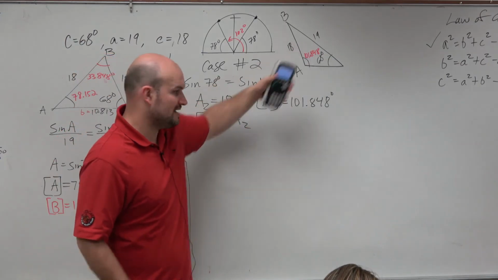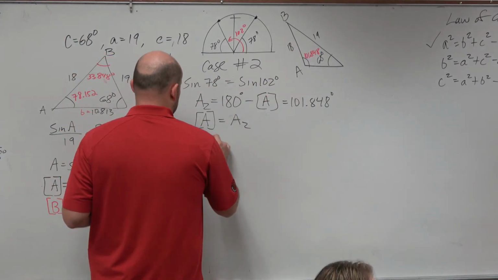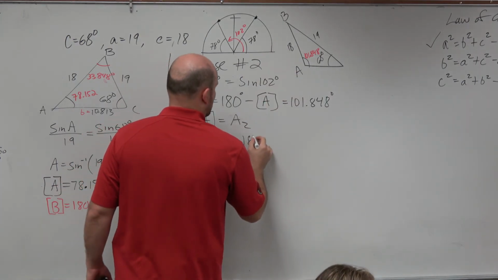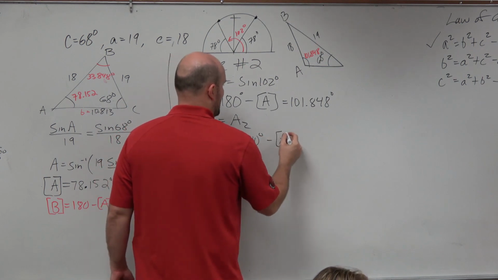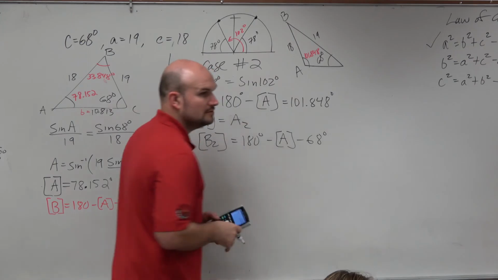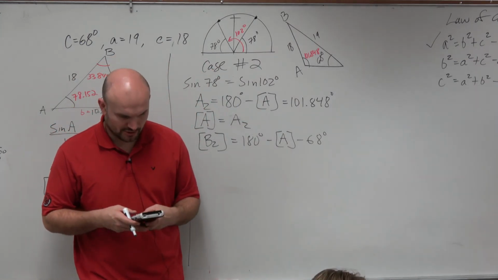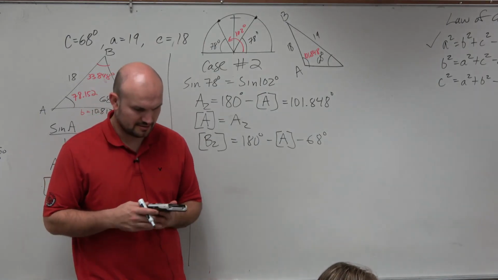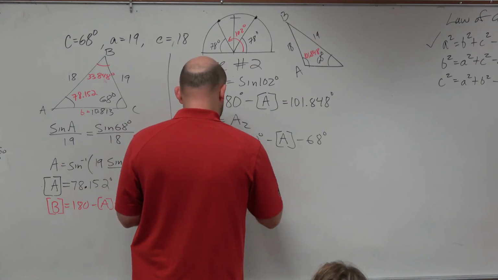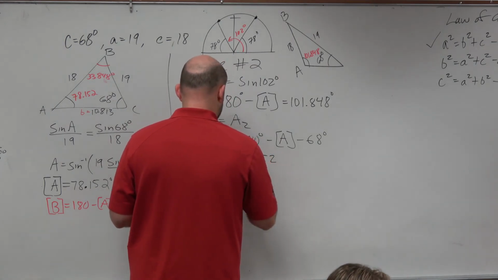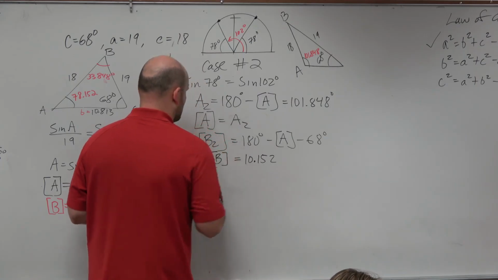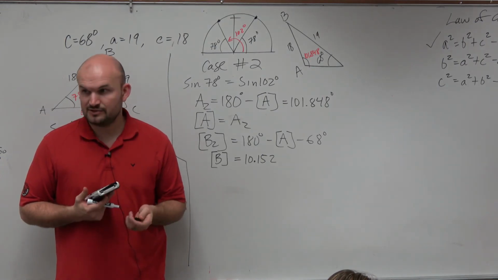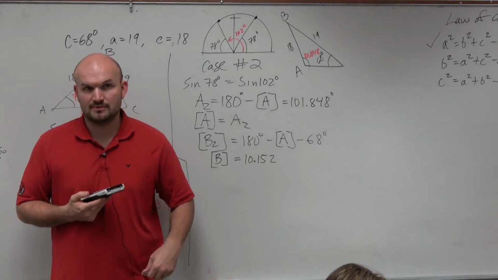So now I need to figure out a new B, right? So we're going to say B2. What would B2 be? Well, B2 is 180 degrees minus my new stored A minus 68 degrees. You guys agree with me on that, hopefully? So we do 180 minus stored A minus 68, and I'm getting 10.152 if I round it. And I'm going to call that my new stored B, so I'm going to store that as alpha B. Are you guys OK with the storing and everything? Do you guys want me to go back over that next problem? Yeah? Sure. OK.